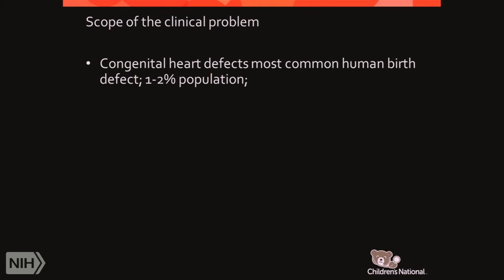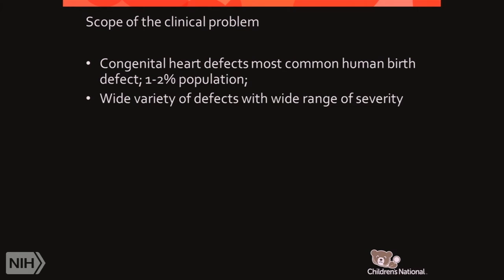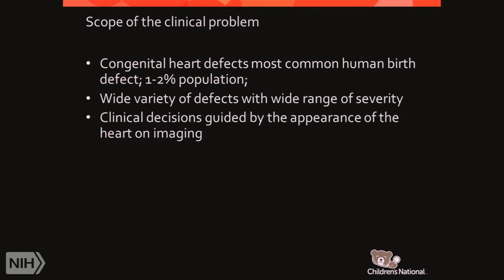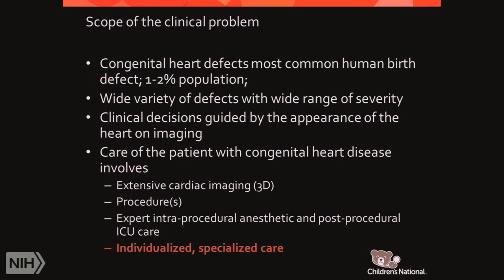So as Gail very nicely described, the scope of our problem here: congenital heart disease is common. There are many defects, and within each defect, there's a wide spectrum of severity. Clinical decisions for patients with congenital heart disease are made largely on how the heart appears on imaging. Now I am a cardiac imager, so you can take this with a grain of salt, but I think imaging is of paramount importance in making decisions for your patients, and in studying congenital heart disease and trying to improve outcomes in our overall patient population.